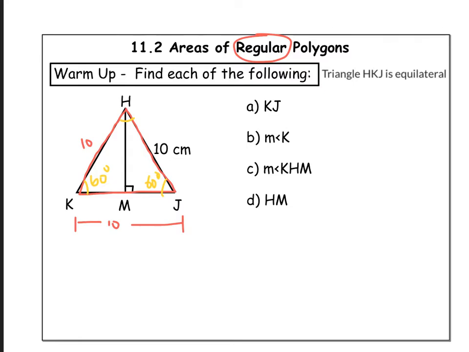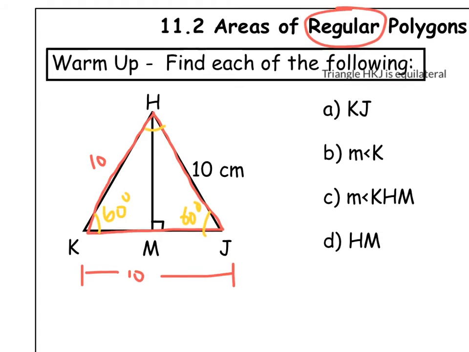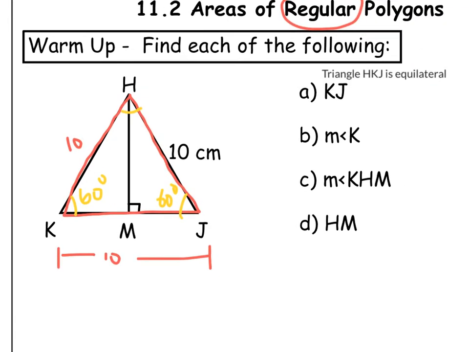And that's going to mean for us that these little angles up here, right here and right here, are each 30 degrees, because we had two angles that formed the big angle H, which was 60, so they're each 30. And then we also know that the base of the triangle KJ is 10, so that means that K through M must be 5 and M to J must be 5 as well.